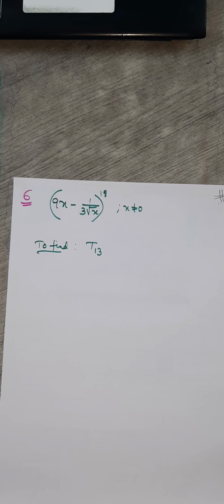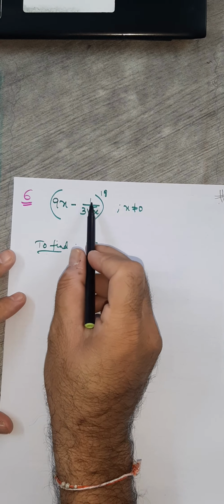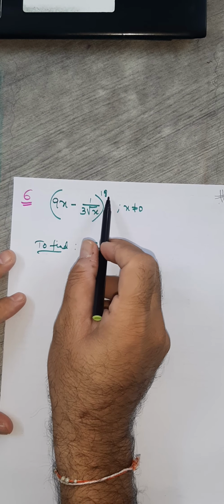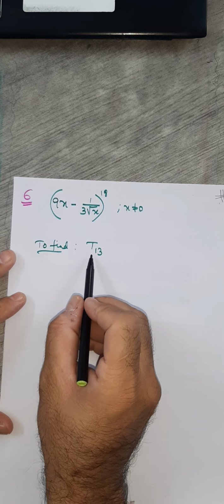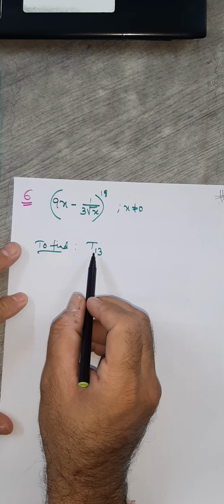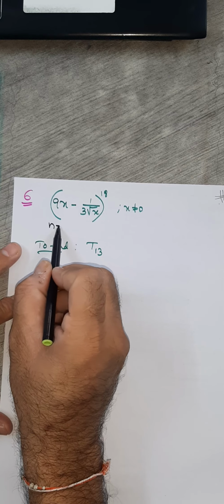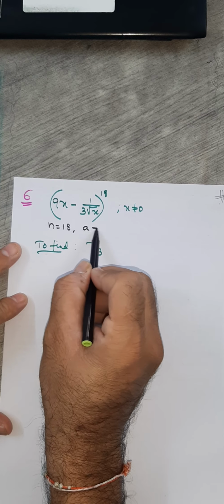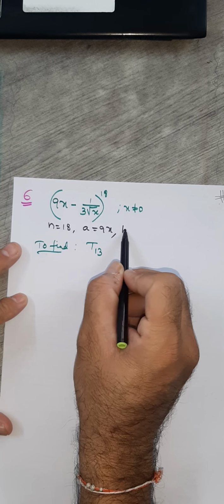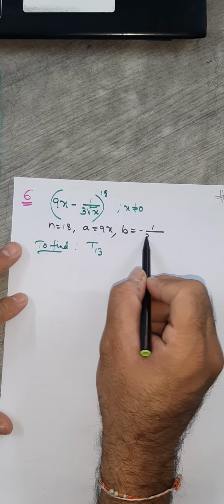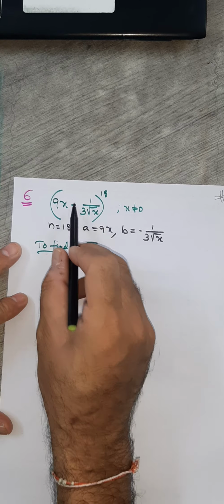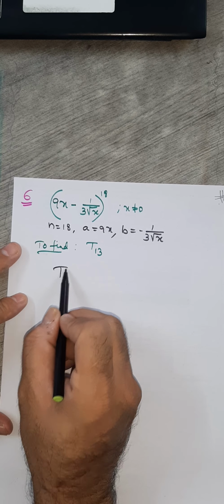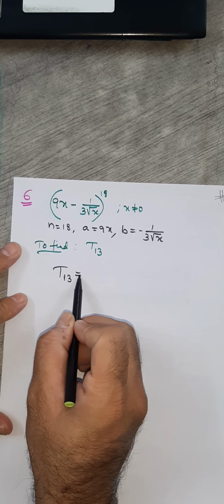So your expression is (9x minus 1 upon 3 root x) whole raised to 18. We want T13, as I told you. So here n is 18, a is 9x, and b is minus 1 upon 3 root x, with the minus sign. So write the formula for T13.